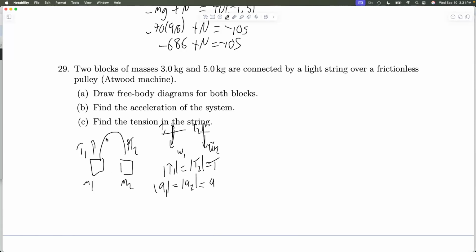Whoever's bigger, let's see. This guy is 3 kilograms. He's 5 kilograms. He's going to win. He's going to accelerate down. He's going to accelerate up. His acceleration is negative. His acceleration is positive, but they're tied together, so they have to have the same magnitude.